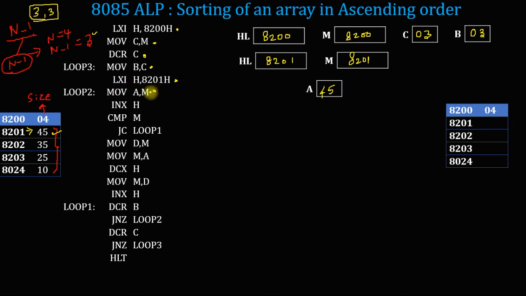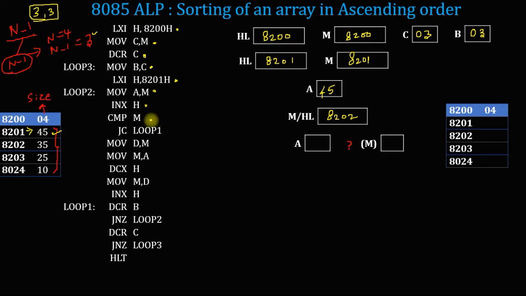Now I am incrementing this HL register pair. So what is the HL register pair? 8201 it is. Now it will be upgraded to 8202. What we are doing? We have taken the first value. Next we are going to take this value, right?